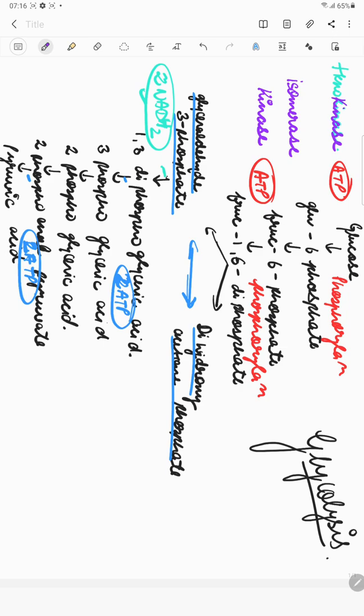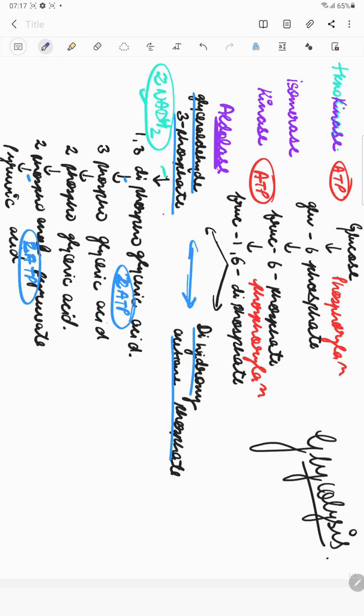Now, in the next step, when the splitting of fructose 1,6 diphosphate takes place into glyceraldehyde 3 phosphate and dihydroxyacetone phosphate, the enzyme used is aldolase. This enzyme is really important, remember this. Now, in the next step, when NADH2 is formed, let me tell you more about this step. This process is dehydrogenation.